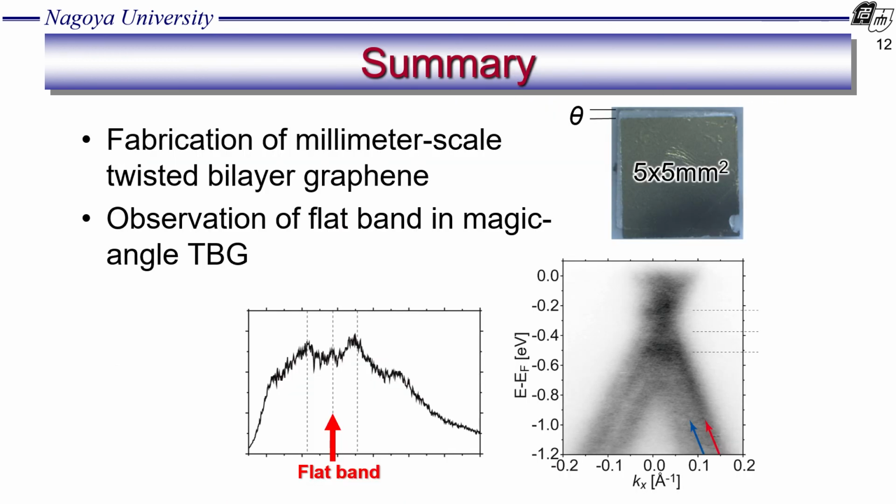In summary, we succeeded in fabricating millimeter-scale twisted bilayer graphene samples by transferring graphene obtained by the silicon carbide thermal decomposition. We also succeeded in observing the flat band in the magic angle twisted bilayer graphene. That's all for this presentation.